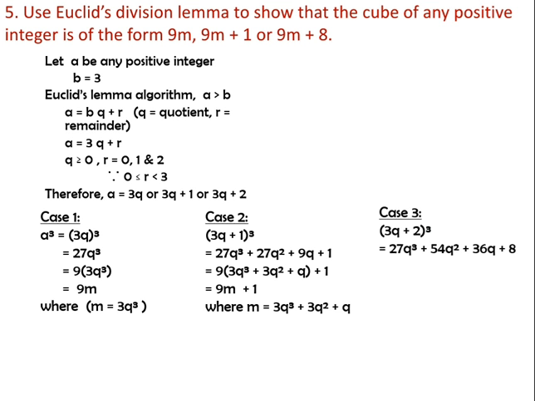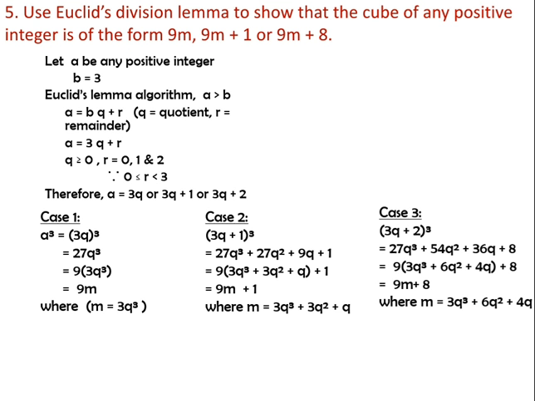Okay, taking 9 in common. So 3q cube, plus 9 6s are 54, so 6q square, plus 9 4s are 36, so 4q, plus 8, equal to 9m plus 8, where the bracket value m equals 3q cube plus 6q square plus 4q. Okay, we got three results: 9m, 9m plus 1, 9m plus 8.